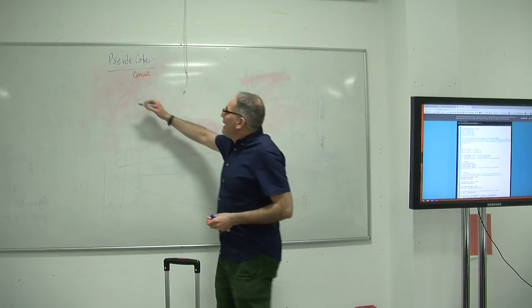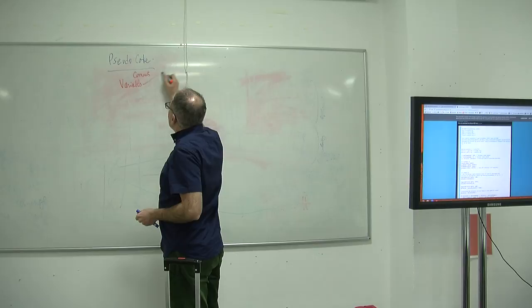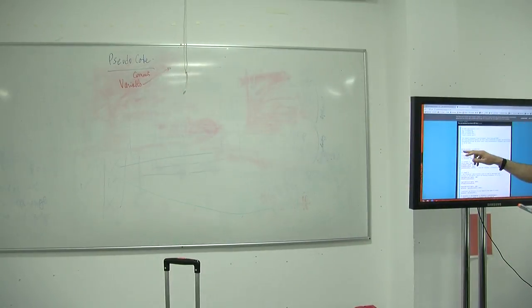Next, we have the variables. And what do we have in the variables in our code? We can see we have variables that are constant, they don't change. There's echo pin, which is defined as 7. There's trig pin, which is defined as 8. And there's LED pin, which is defined as 13. Okay?